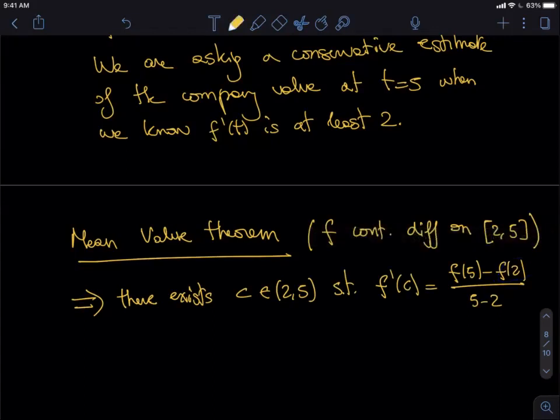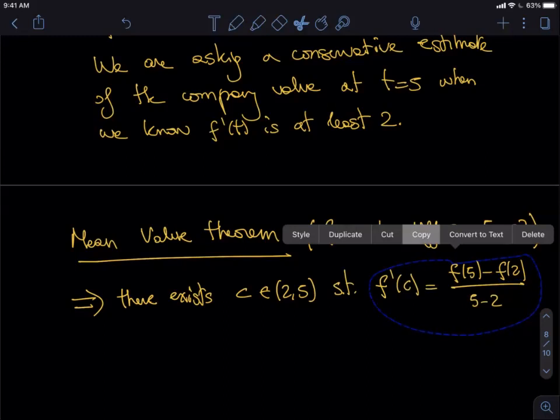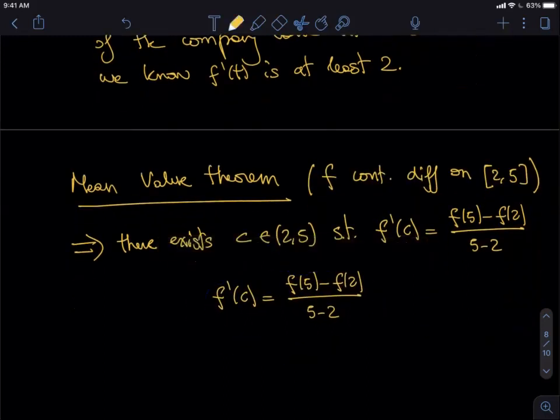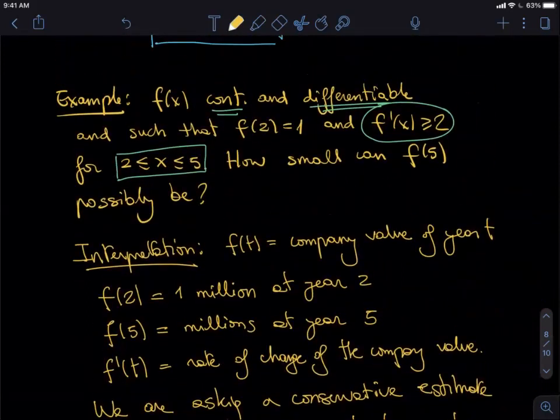Why? Let me copy paste. Now we need to see what we have and what we need. So here, f of 5 is what we are asked. So that one we don't know. But f of 2 we have, is equal to 1. And then 5 minus 2 is 3. So that's no big deal. But then, you could say, well, f prime of c, I have no idea. But we are told that f prime of x is bigger or equal than 2, at least 2, for every x in the interval 2 to 5.